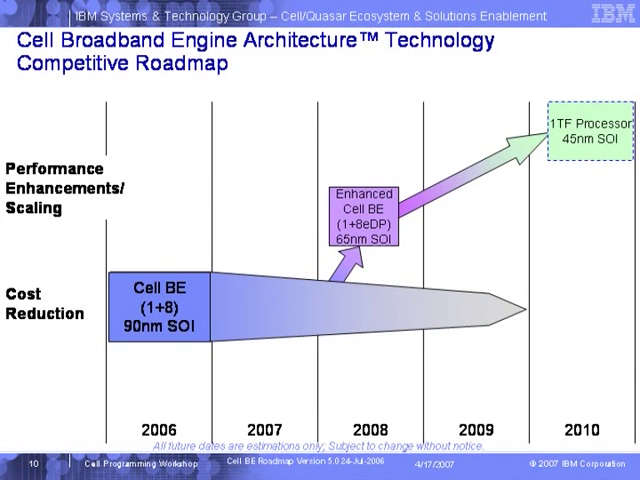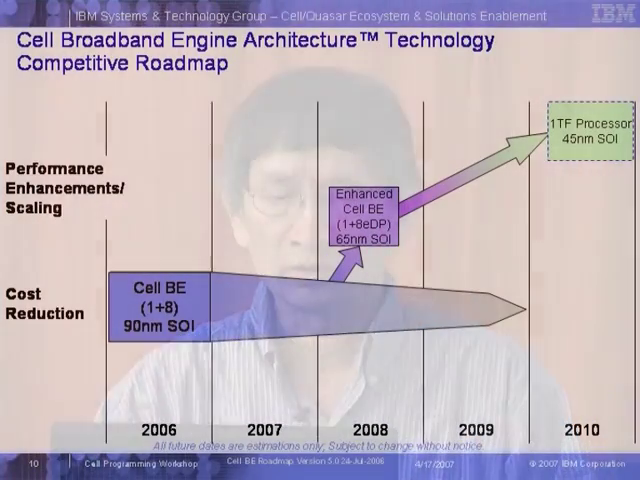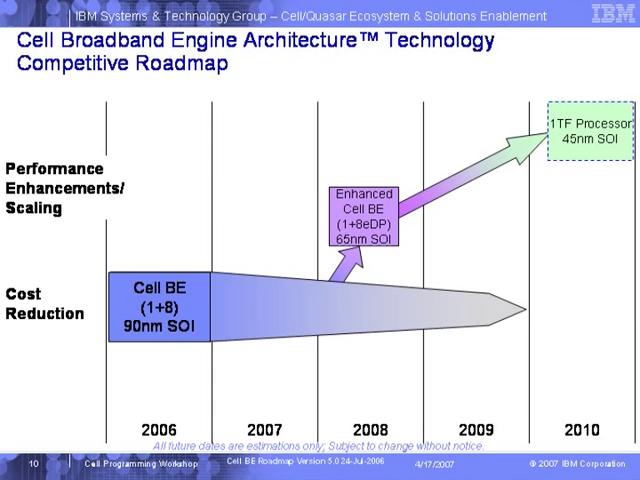Now, this is the roadmap from the hardware point of view. In 2006, the Cell BE was officially released and made commercially available for you to purchase the system. We can integrate it in the cell blade and the cell blade chassis, so we can form a cluster of those. So in 2006 we released the Cell BE, which is 1 PPE and 8 SPEs.